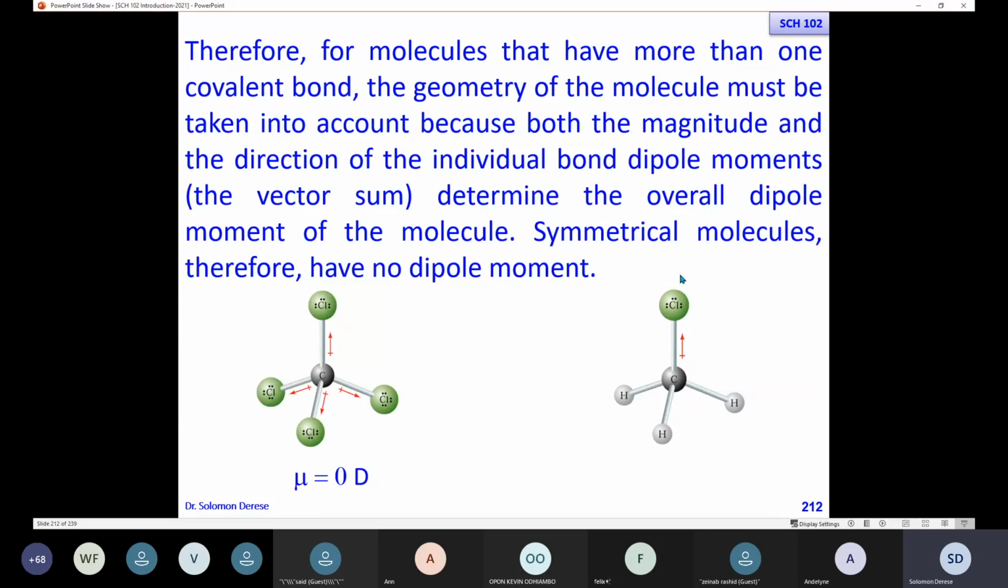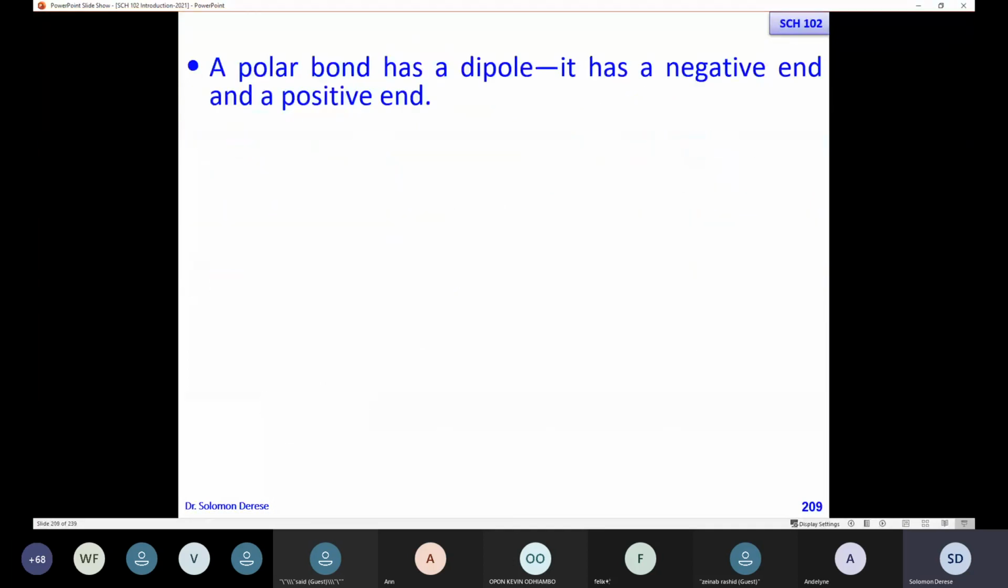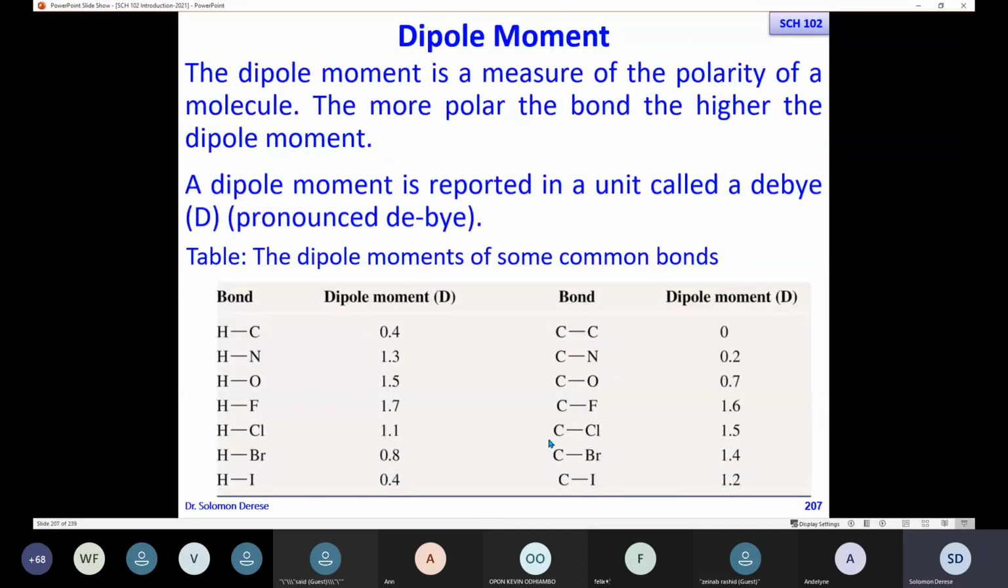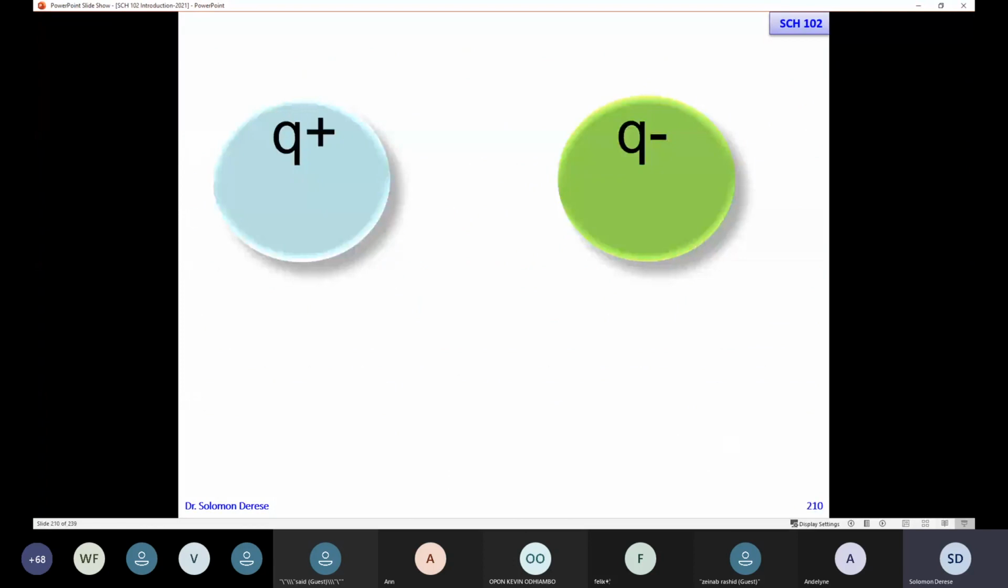As a result, this molecule is a polar molecule because it has got a net dipole. So the dipole moment of this molecule is 1.87 debye, more than the bond moment of the carbon-chlorine bond. If you remember, the bond moment of the carbon-chlorine bond is 1.5, okay? 1.5.